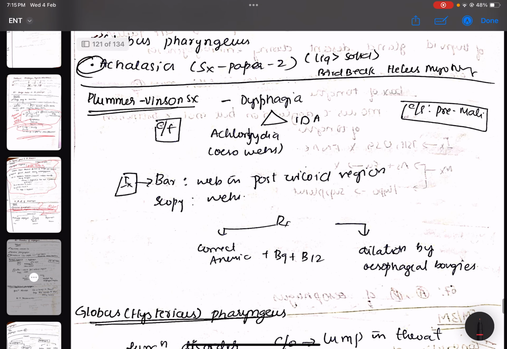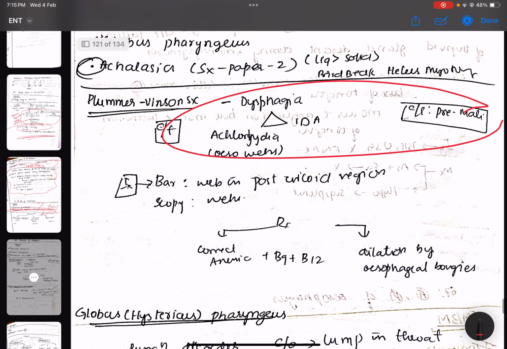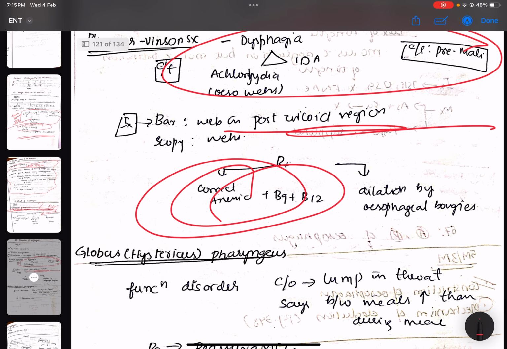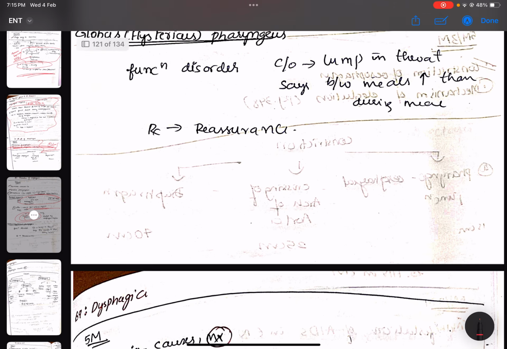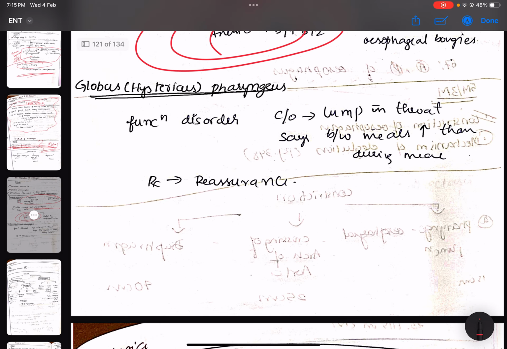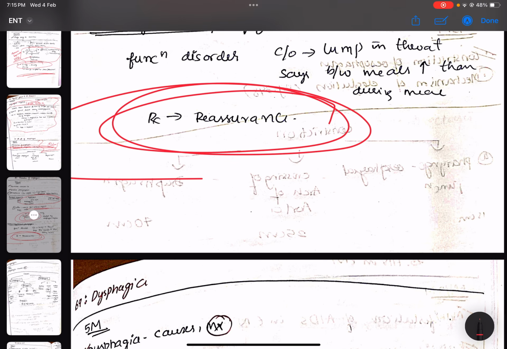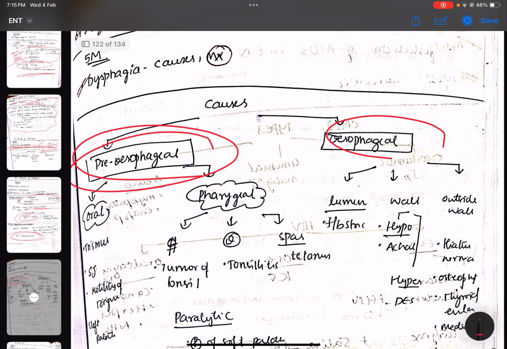Disorders of esophagus, again Plummer-Vinson syndrome. Obviously, it's a pre-malignant lesion. You need to clear out the web and treat the anemia. That's one important thing. Again, globus hystericus or pharyngeus, I'm sure you know it. The major thing is assurance. Dysphagia is divided into pre-esophageal and esophageal.